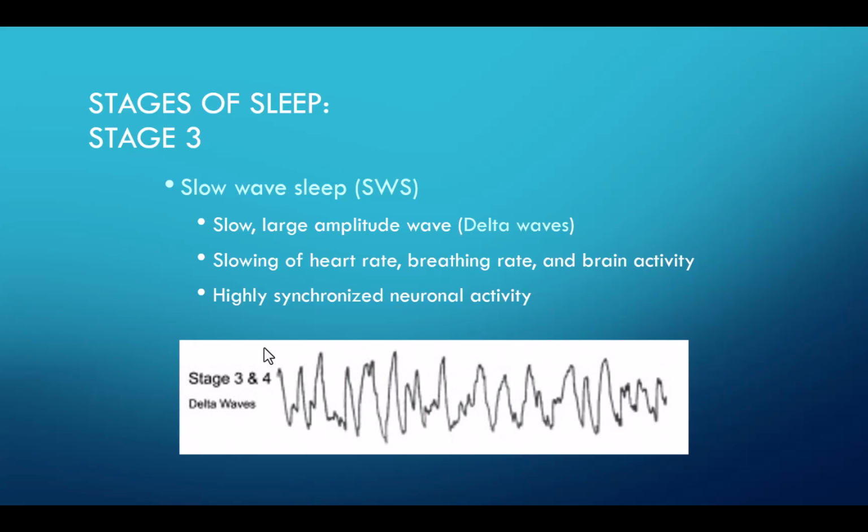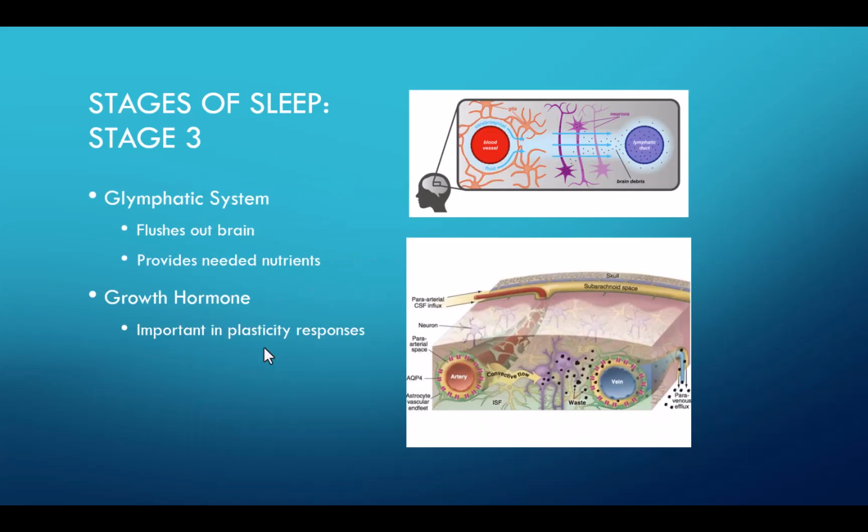So again, neuronal activity is highly synchronized. There's such little activity remaining that the remaining sources of input are synchronizing the cells. And we think that this synchronization is really important in cleaning out the brain. We have something called the lymphatic system that flushes out the brain and provides the needed nutrients, specifically during this slow wave sleep while these delta waves are activated.